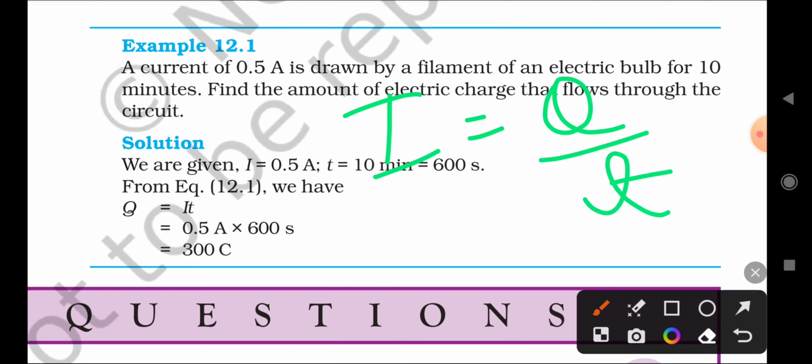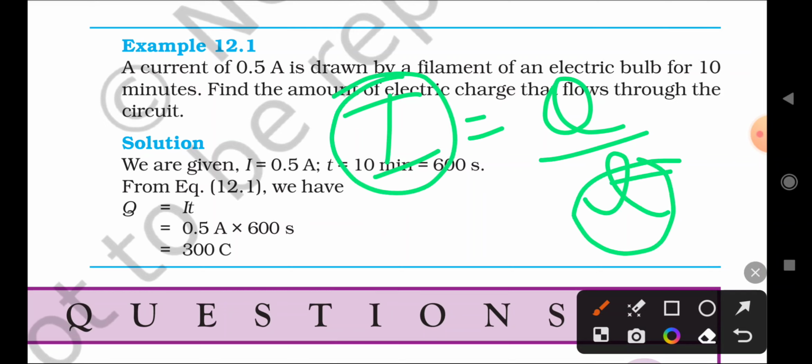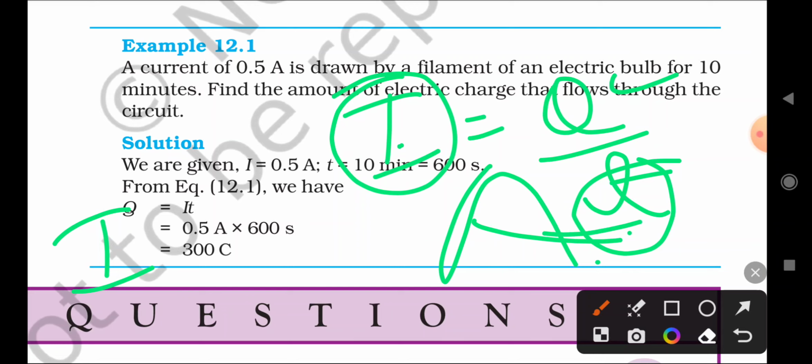Now we know the current and we know the time, but we don't know the charge Q. So this will be cross multiplied: Q is equal to I into T. Using this formula, we can interchange depending on our need.